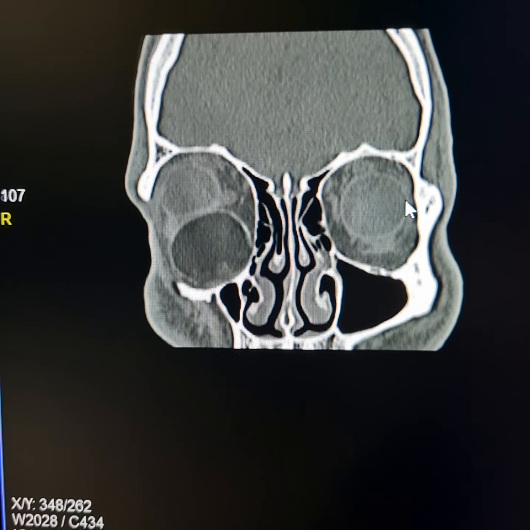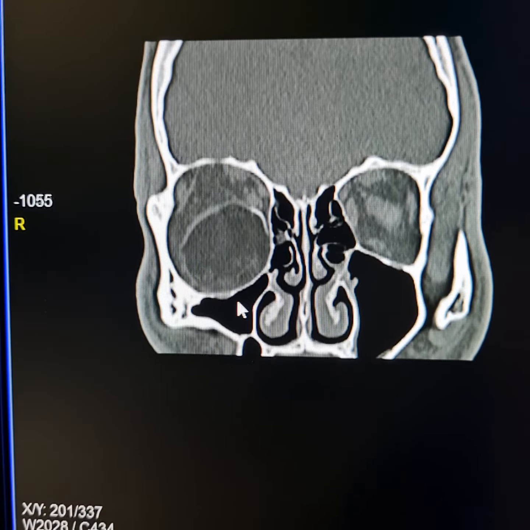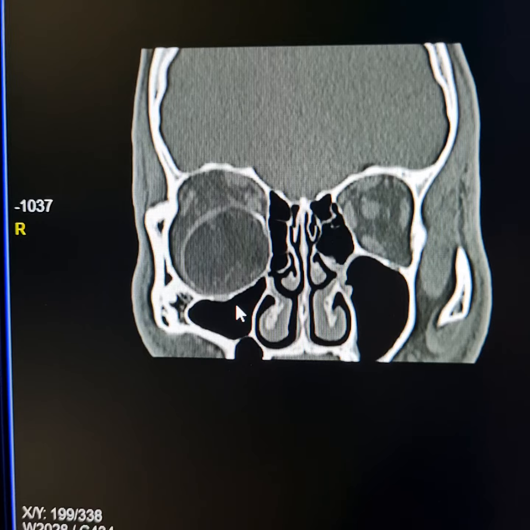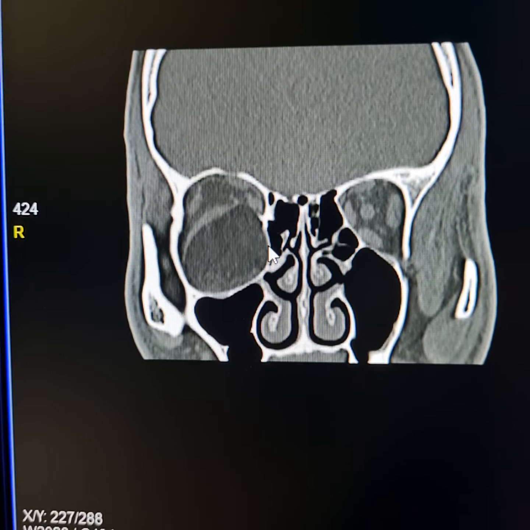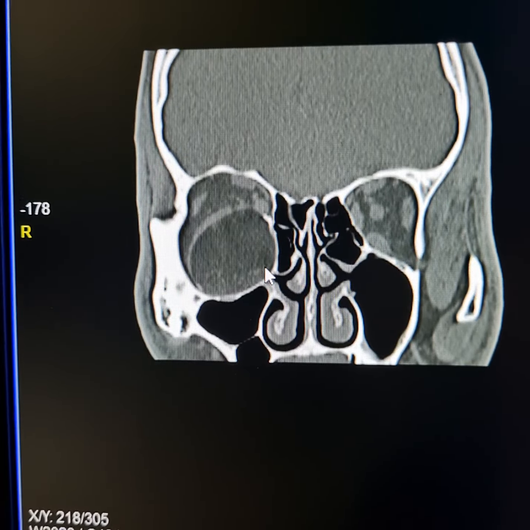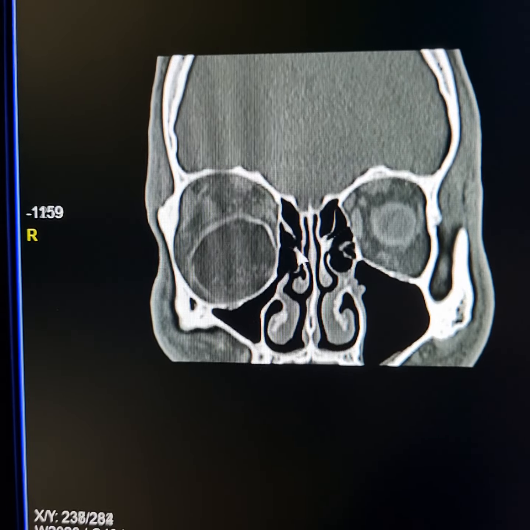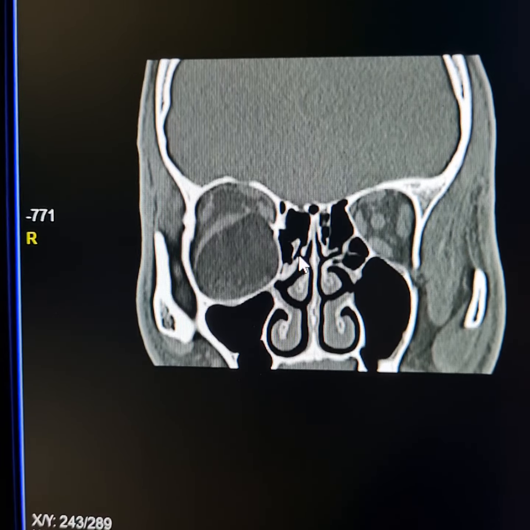Please observe enlarged right orbit, thinned walls. The roof of right maxillary sinus is displaced downwards, it is intact. This is right lamina papyracea which is bulging medially, curvilinear calcification along the supromedial border of the fat attenuation lesion.